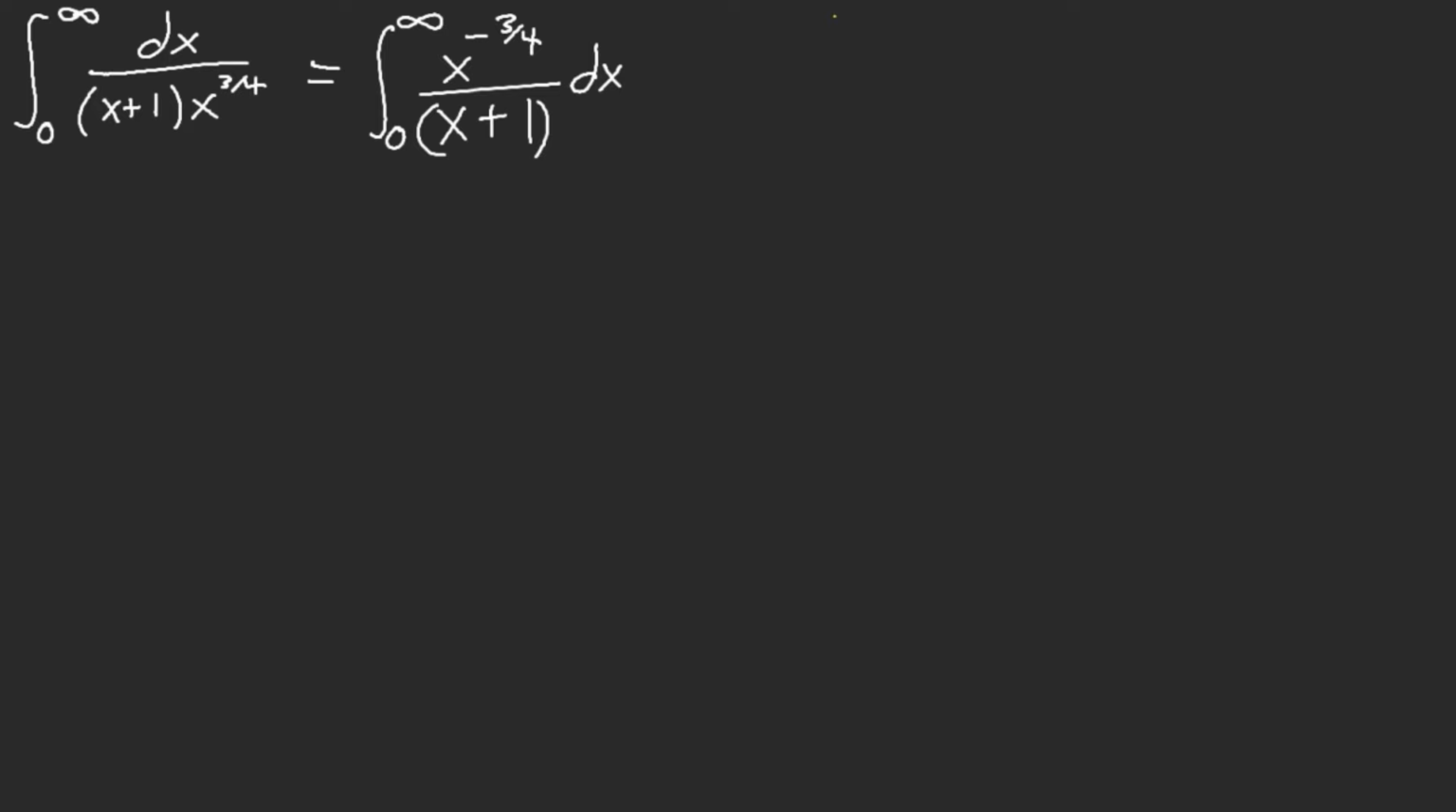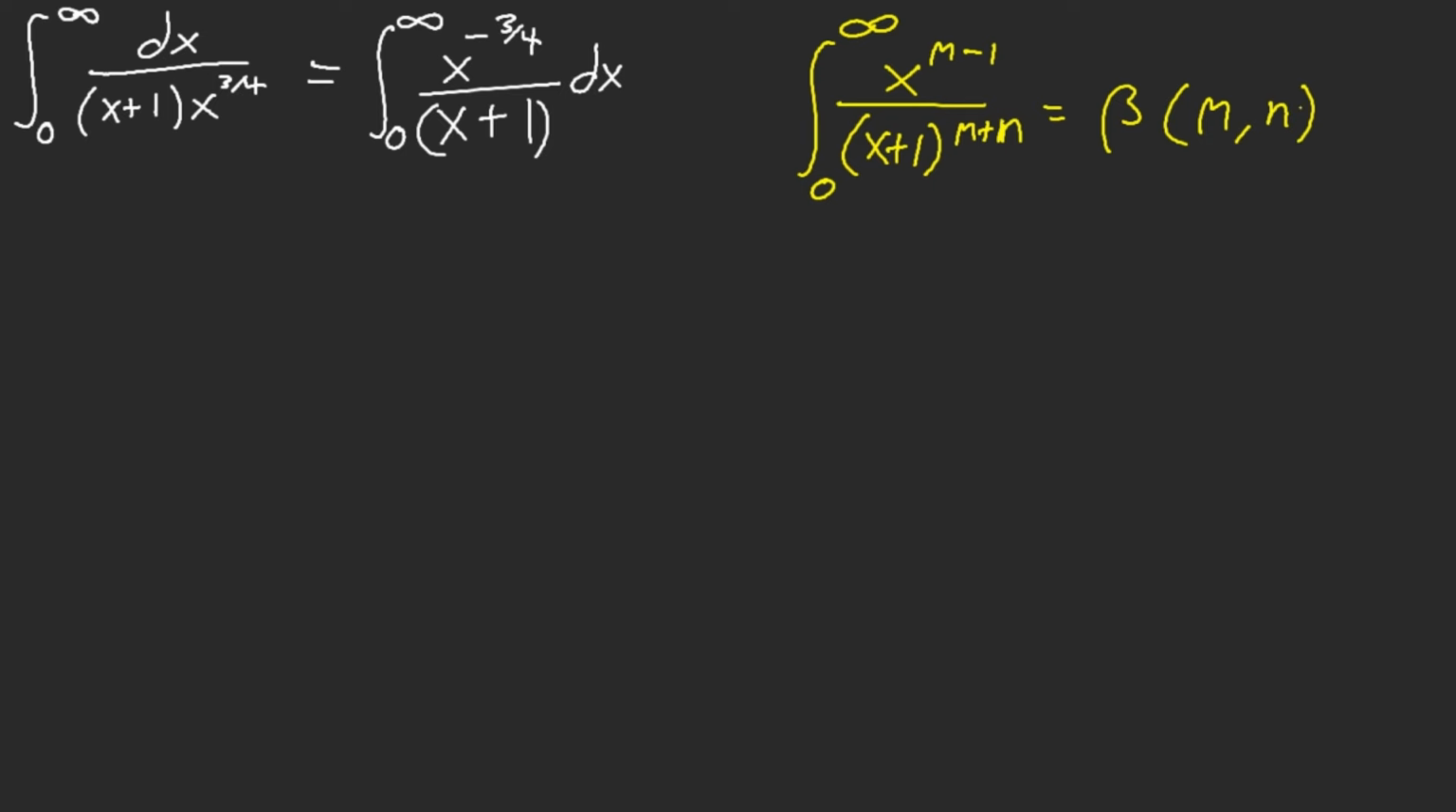Okay? This is based off, if you remember from the beta function video. I think that was part of the intermediate series, where we have x to the power, well, let me write this. We had m plus n, and this is m minus 1. And this was the beta function of m and n. Okay, if m plus n is equal to 1, then what this means is that m is equal to 1 minus n.